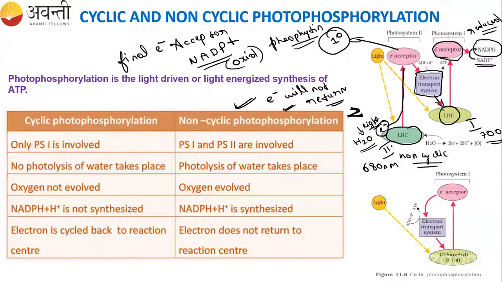Here in the non-cyclic, we have seen two photosystems are involved and photolysis of the water is taking place here. You can see this, and oxygen is going to be evolved, right? When the photolysis is happening, obviously the oxygen is going to be evolved, right? Then coming to the NADP, NADPH and H plus are synthesized, right? Then the electron does not return to the reaction center.